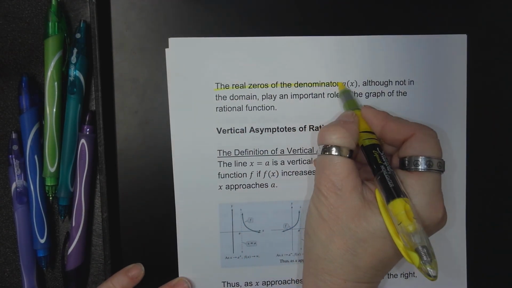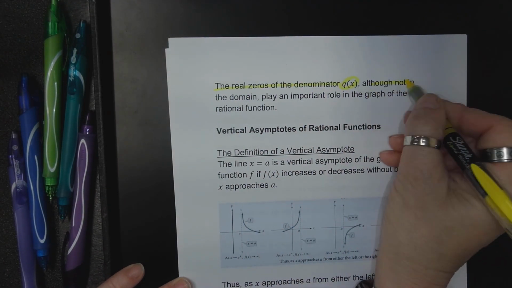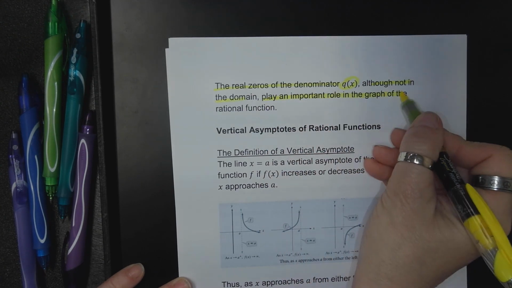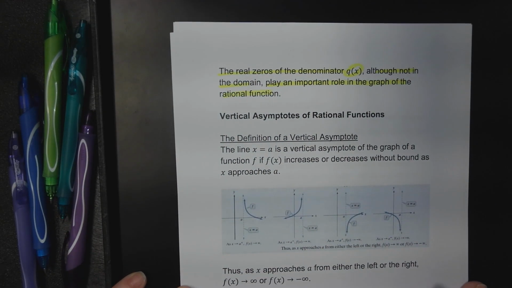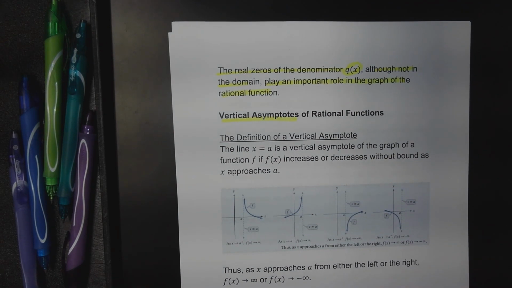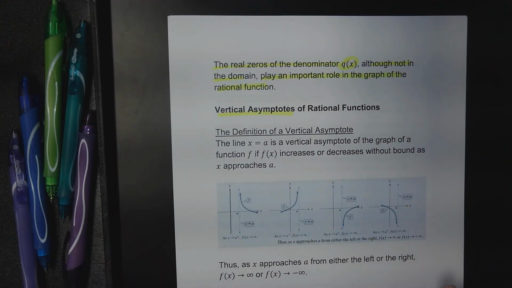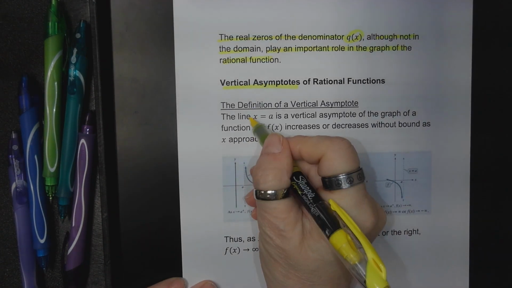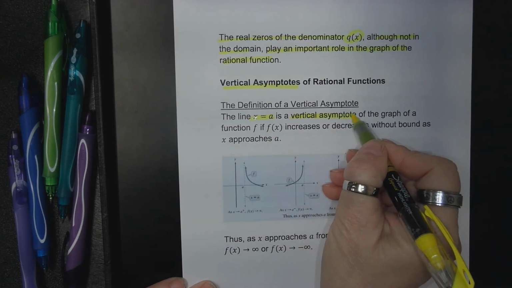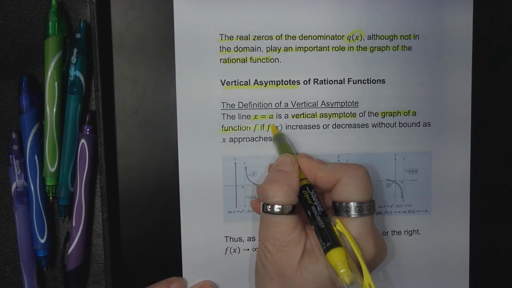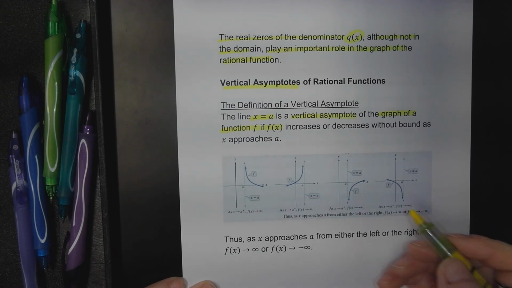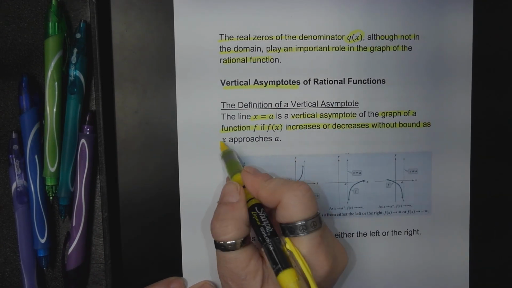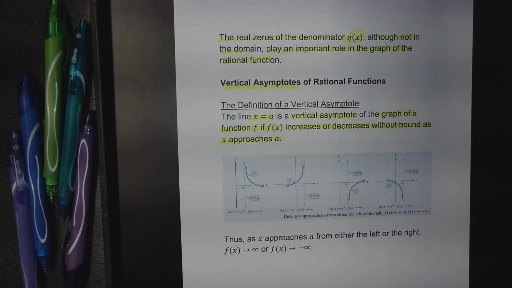The real zeros of a denominator, g of x, although not in the domain, play an important role in the graph of a rational function, and that is called your vertical asymptotes, okay? Definition of a vertical asymptote. The line x equals a is a vertical asymptote of the graph of a function f if f of x increases or decreases without bounds as x approaches a.